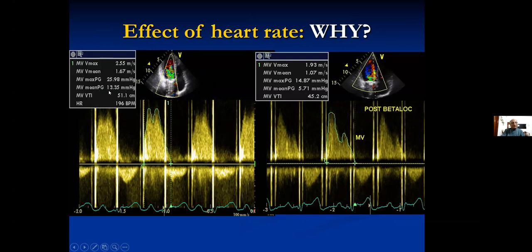And here you see the mean gradient about 13. And after beta blocker, it came down to 5. So that is why we always say, mention the heart rate, because at that time it is very important.